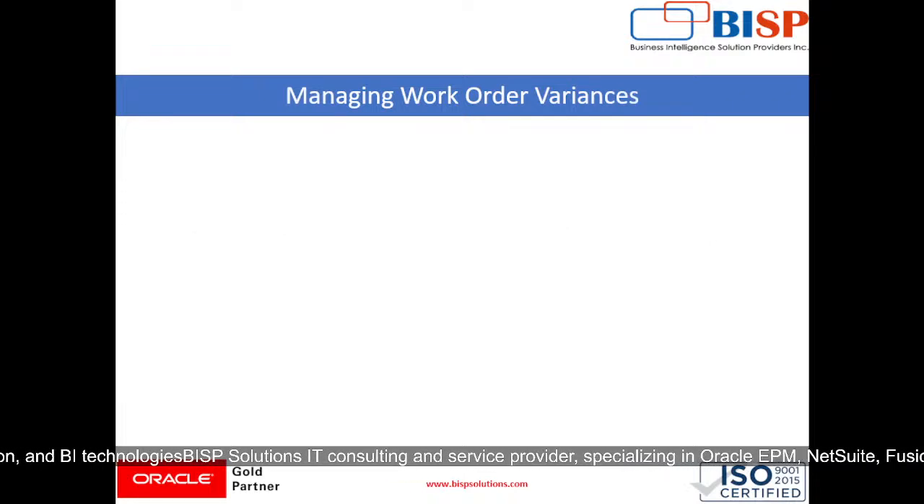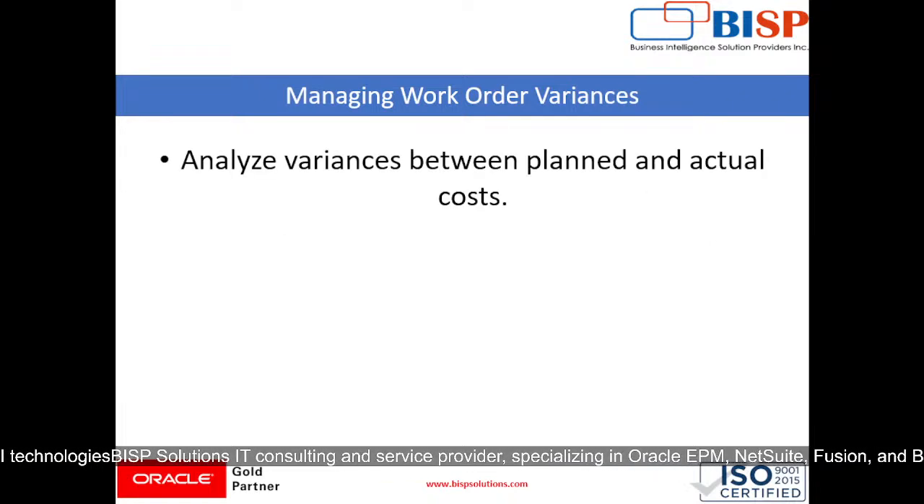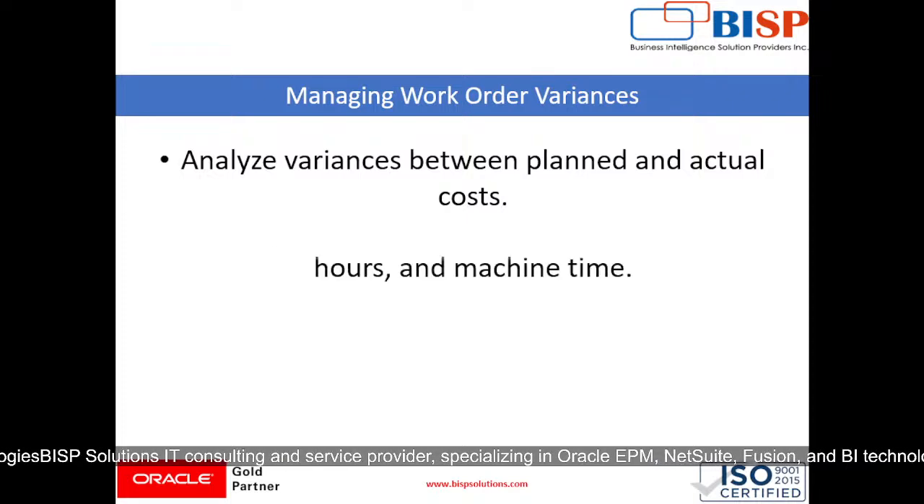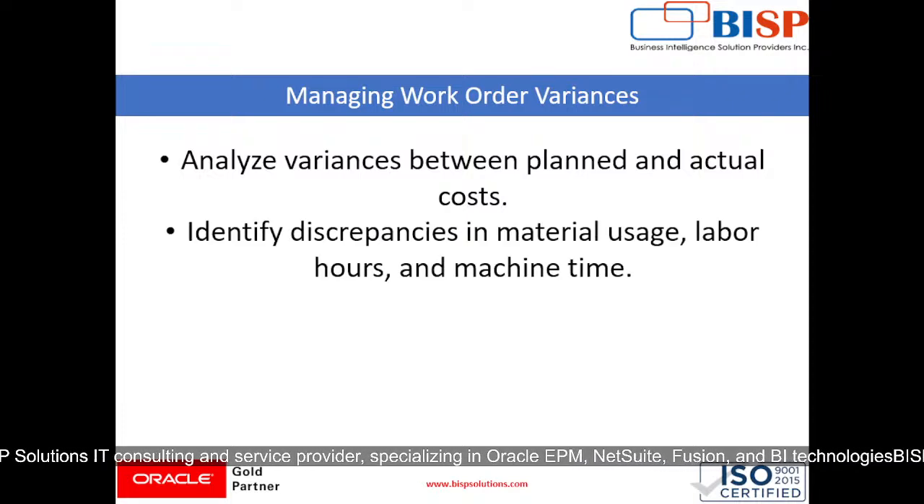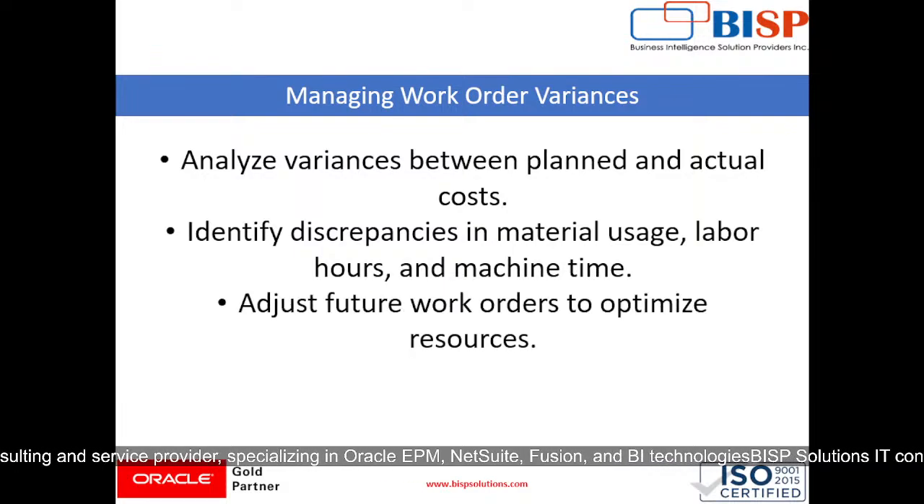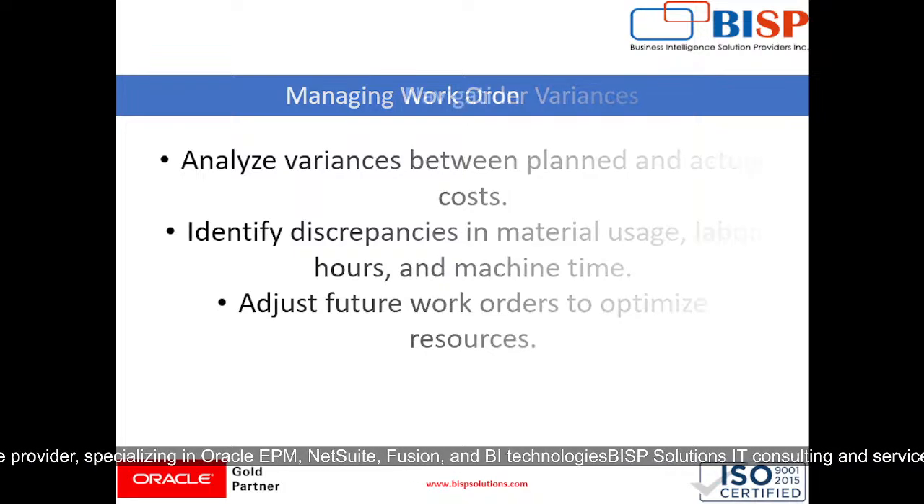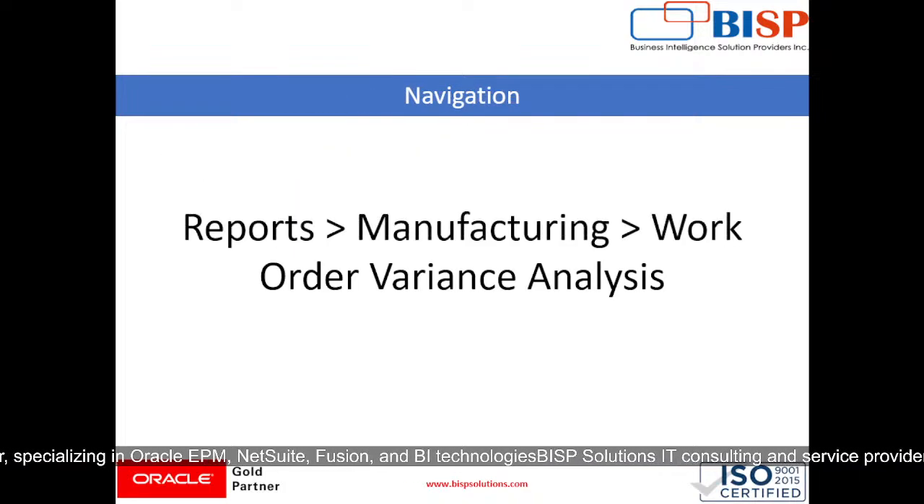Then if we want to manage work order variances, first we have to analyze variances between planned and actual cost. Then we have to identify discrepancies in material usage, labor hours, and machine time, and then we have to adjust future work orders to optimize resources. Then navigation: we have to click on the reports option. Under reports, manufacturing. Under manufacturing, work order variance analysis is there.